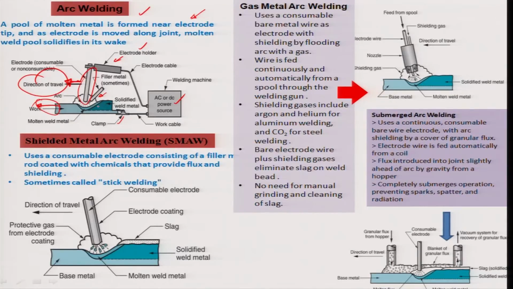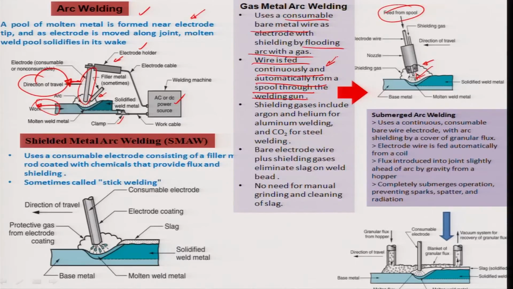There is also gas metal arc welding, which is used in automated processes or in industry where welding has to be done at a faster rate. Here you are feeding a wire from a spool, and this wire goes into a gun through which it comes out at a certain velocity, and it uses a consumable bare metal wire as an electrode. So, the wire comes out and gets melted, and that is what the filler material comprises of. It is being shielded by flooding a gas around the arc, and as the wire is fed continuously and automatically from the spool through the welding gun, the welding process happens automatically.